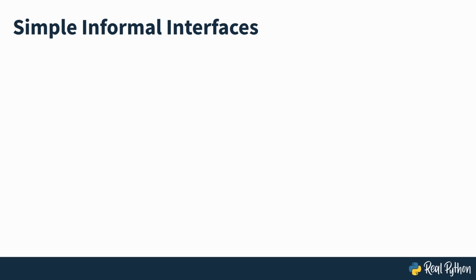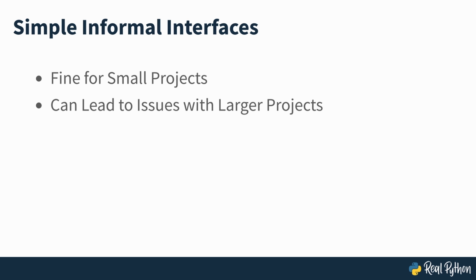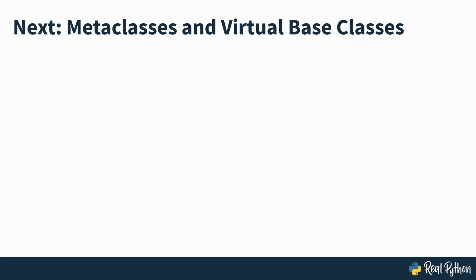These simple informal interfaces are fine for small projects where only a few developers are working on the source code. But as projects get larger and teams grow, this could lead to developers spending a long time looking for hard-to-find logic errors in the codebase. So in the next section of the course, you'll take a look at improved ways to implement informal interfaces using metaclasses and virtual base classes.